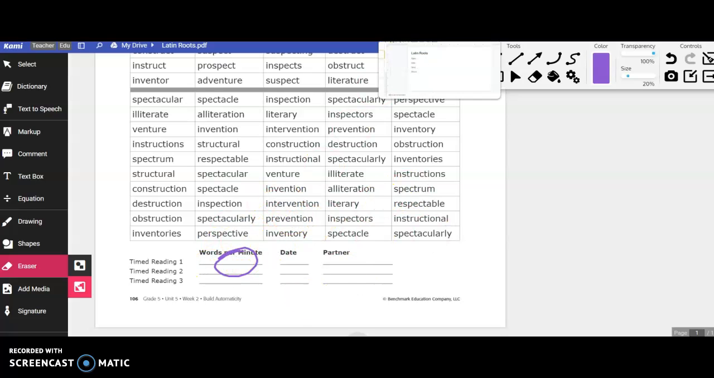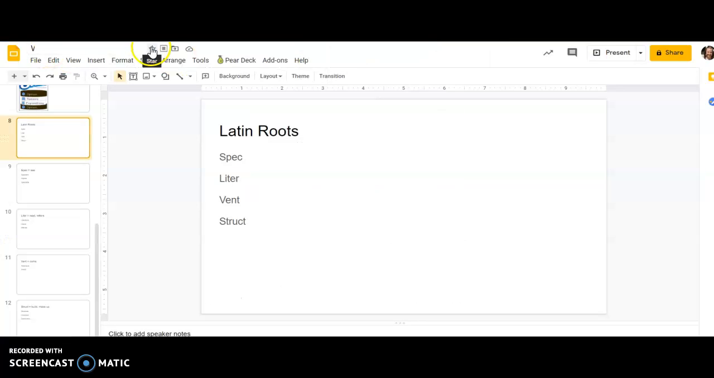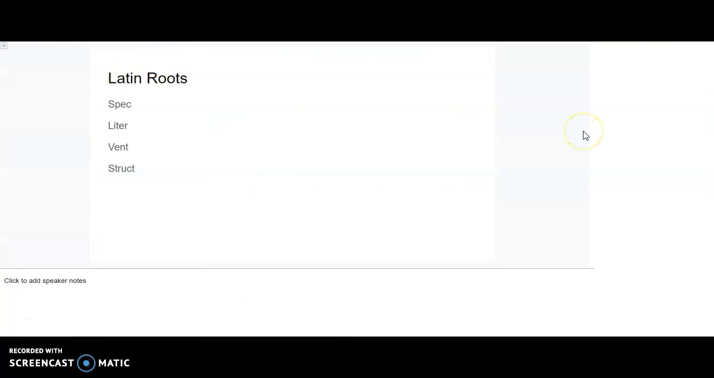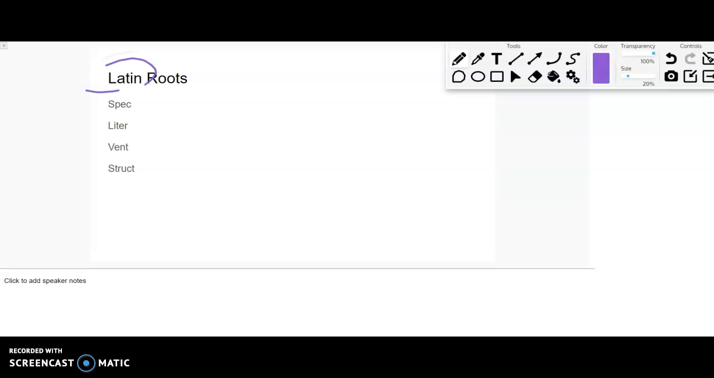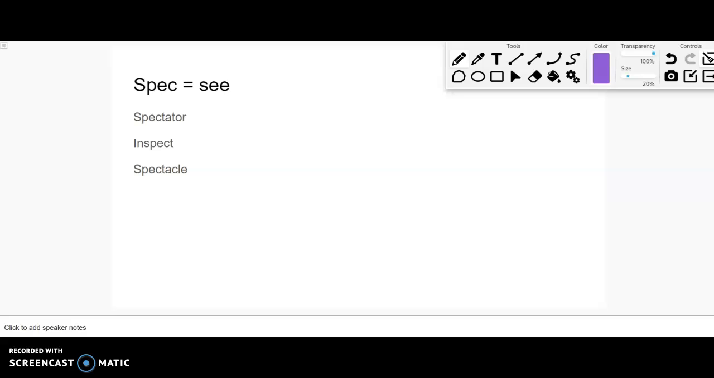Now, as far as actually what these Latin roots mean, because one language that English has roots in is Latin. It comes from sort of a lot of different languages put together. That's one reason why English is a little bit confusing at times. But one of those languages it comes from is Latin. So the roots we're going to look at are speck, litter, vent, struct. And the pronunciation changes a little bit depending on what word it's in.